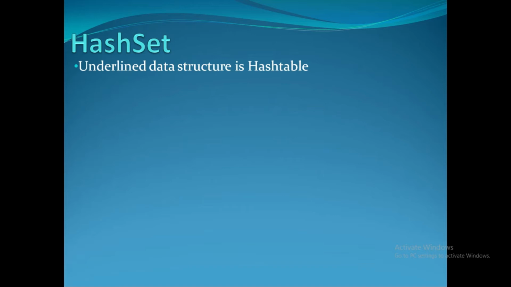So hash set internally uses the hash map, and hash map internally uses the hash table. So indirectly hash set is based on the hash table. Okay, so this is the first feature.